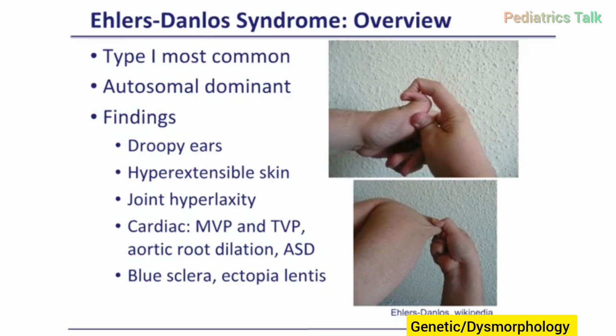They characteristically have droopy ears. They have other facial problems, dysmorphic features. They may have blue sclera. They also have ectopia lentis. But the major problem is not only joint hyperlaxity like we see in Marfan syndrome, but the distinguishing feature which you can see in the bottom picture, which is hyperextensible skin that is very fragile.